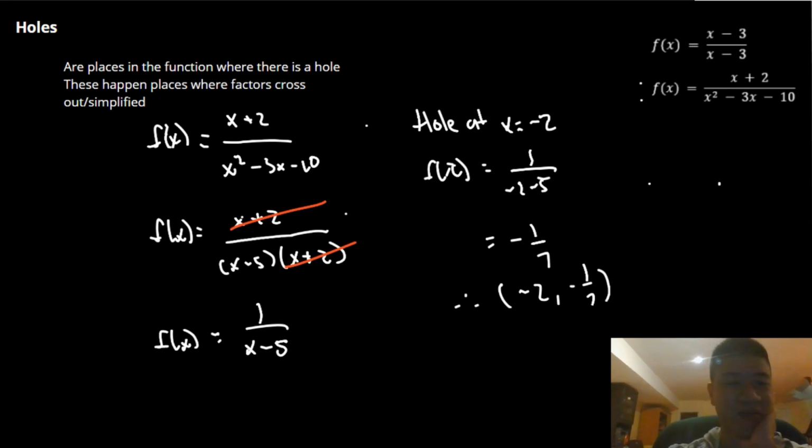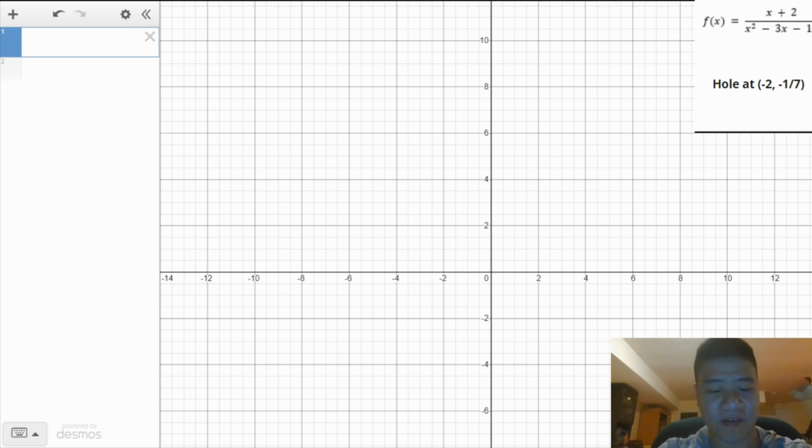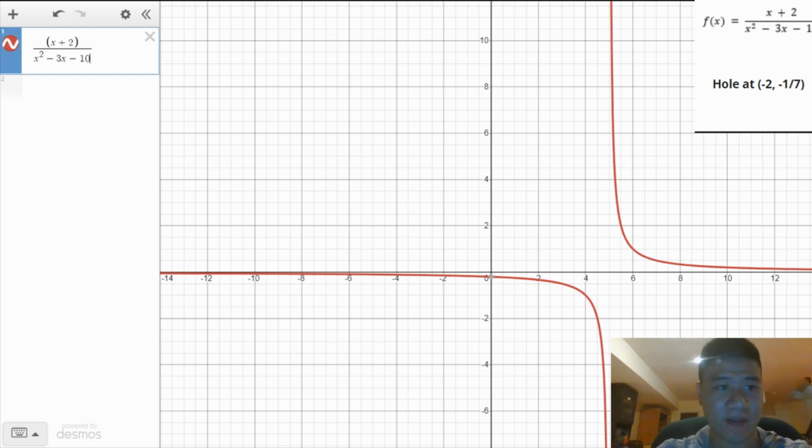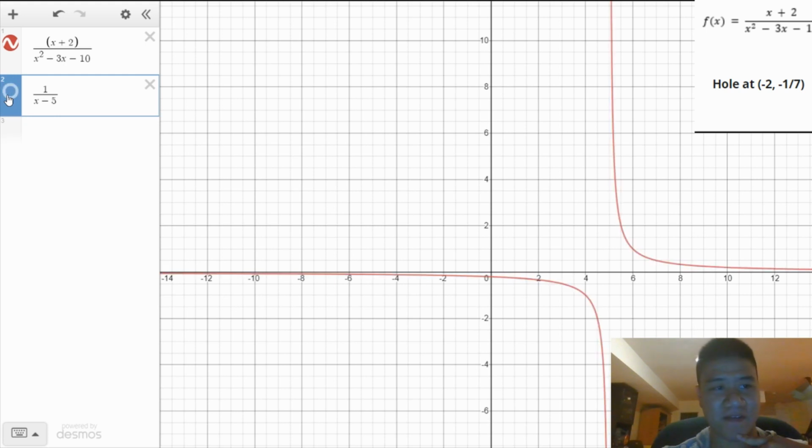Okay, so let's go to Desmos once again and take a look at the graphs to get a good visual representation of this. Let's graph both of them. The original version we had was x plus 2 over x squared minus 3x minus 10. And the other version we have is 1 over x minus 5, or simplified. So you can already see that both graphs are the exact same graph.